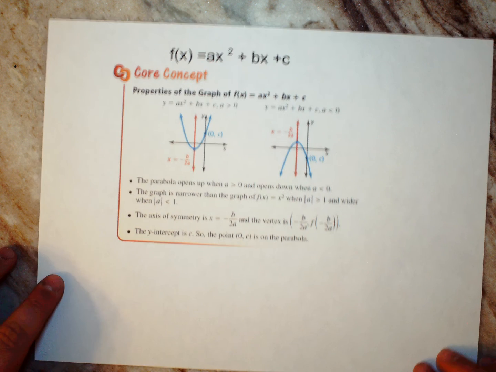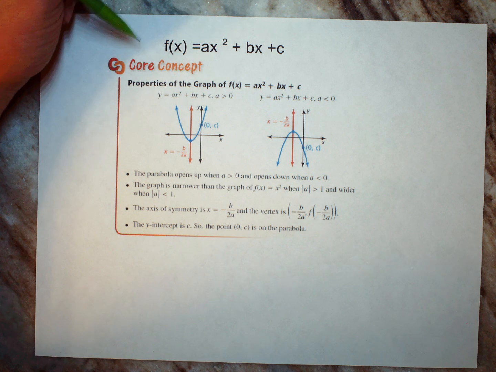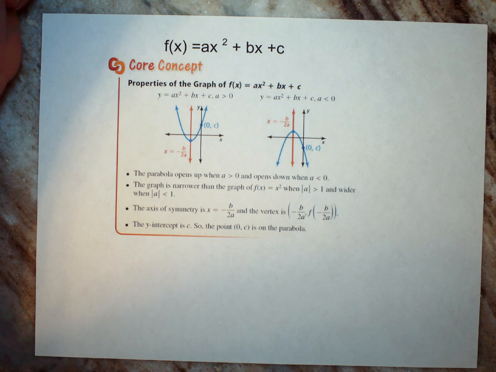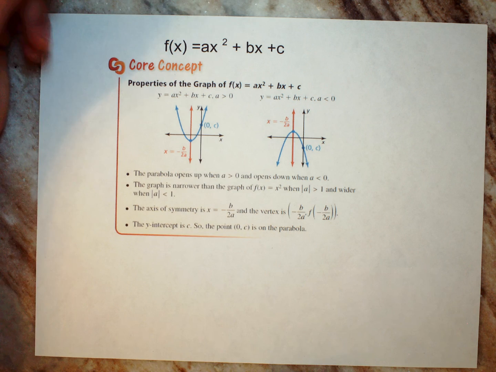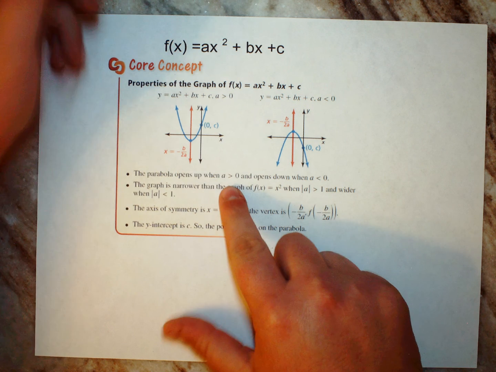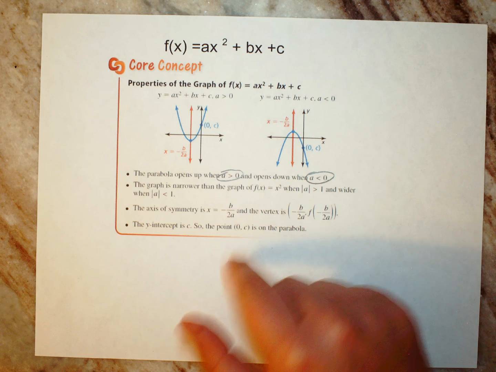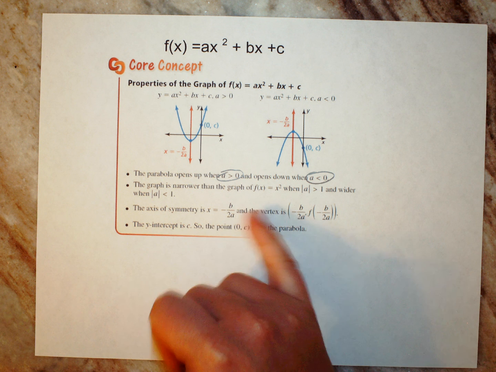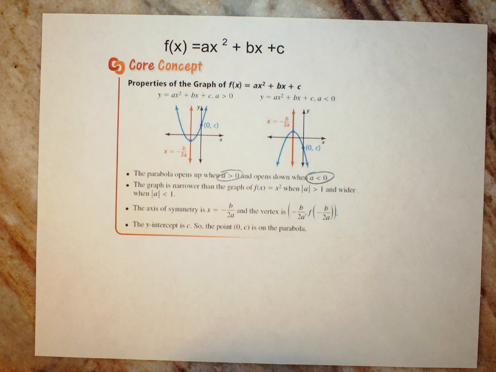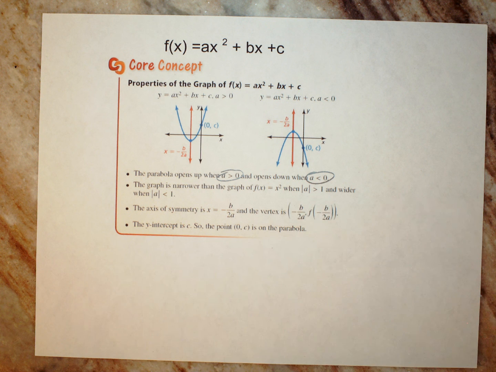All right, so the next form you're going to see is going to be in the form ax squared plus bx plus c. Now, this is not vertex form, and we have to do a little bit more work to get the vertex. So a couple things. Again, the parabola opens up when a is greater than 0 and opens down when a is less than 0. So that's a key fact. The graph is narrower, so this kind of goes back to our transformations that we did, when the absolute value of a is greater than 1 and wider when it's less than 1.